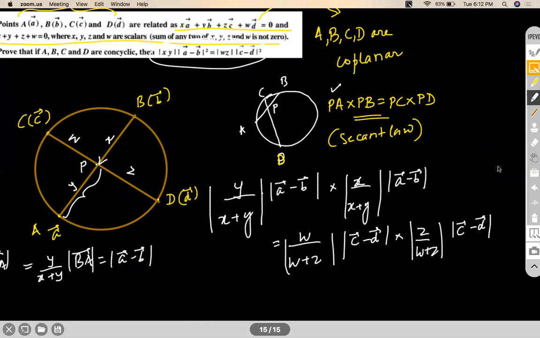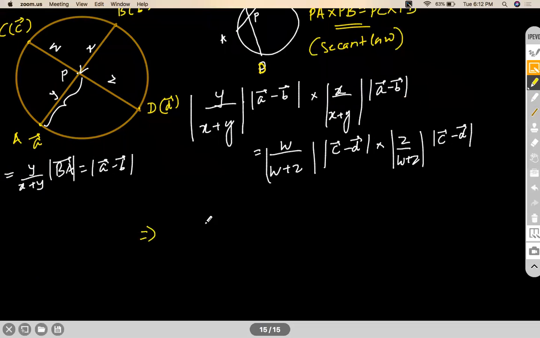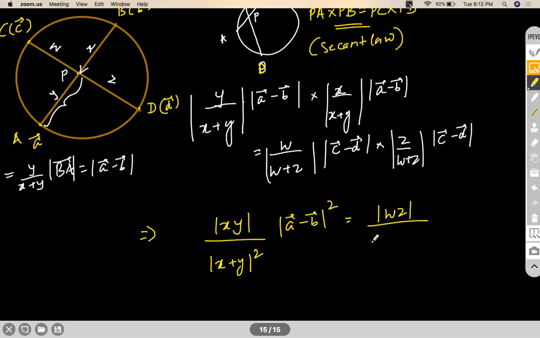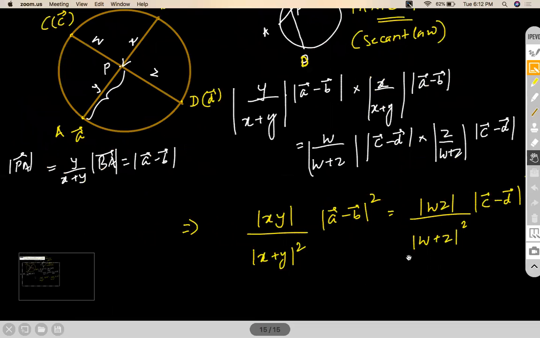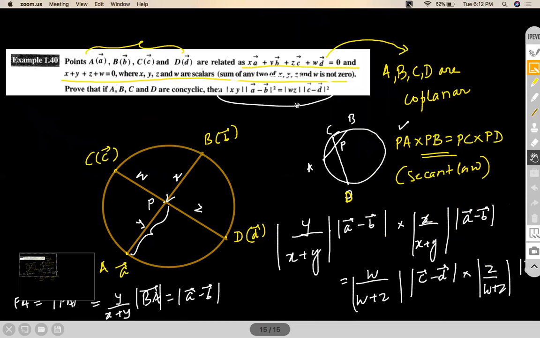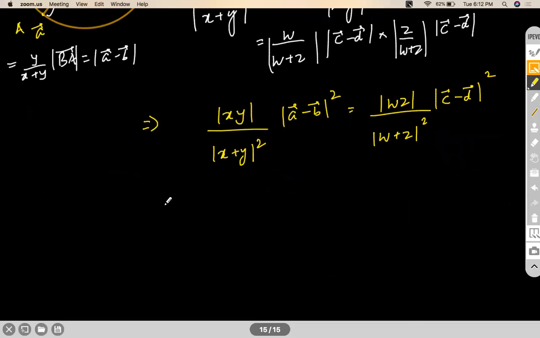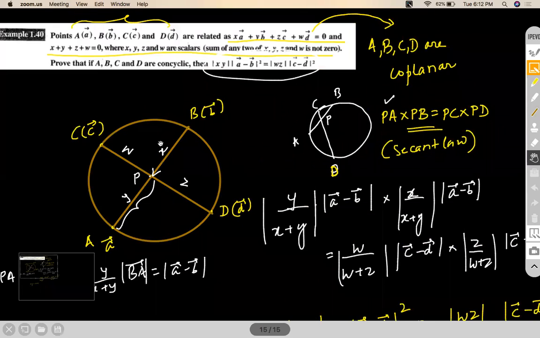Now, if you simplify this, it would lead to mod xy by mod x plus y the whole square, mod a minus b the whole square, and on the right side it will give you mod wz by mod w plus z the whole square, c minus d the whole square. Correct? Now in my answer there is no x plus y and w plus z over here, as you can see. Ideally they should not be there, because we also know that x plus y is minus w plus z because of this condition.